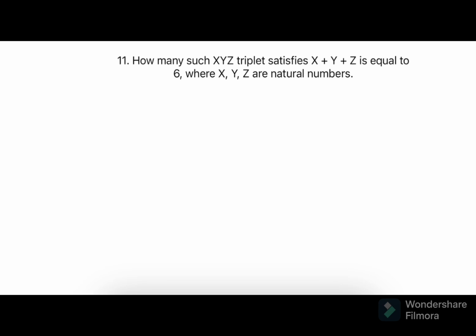Question number 11. How many such x, y, z triplets satisfy x plus y plus z is equal to 6, where x, y, z are natural numbers? So the triplet basically should have x plus y plus z being equal to 6. How many such numbers are there which satisfy this? There is an array of numbers and we might get confused as to which one to choose. So let us restrict ourselves to one of them and fix it.